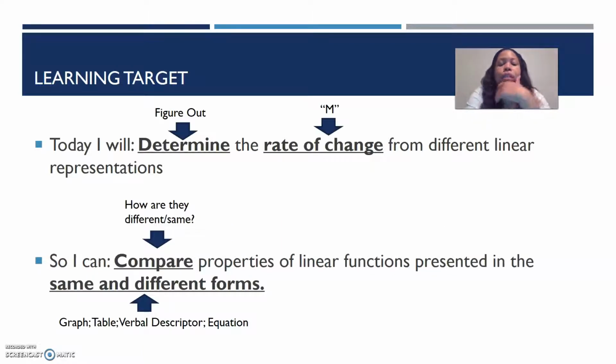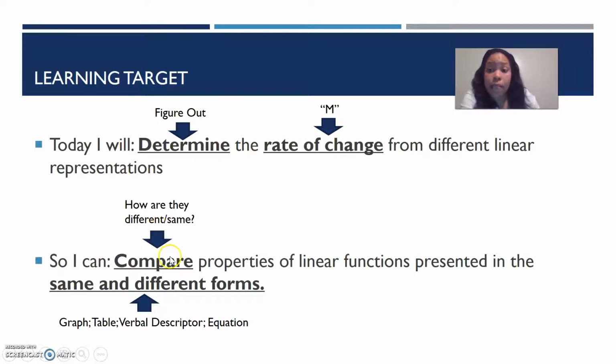So let's pick out some key words. When it says I'm going to determine, I just want you to figure it out. Can I figure out the rate of change? Remember, your rate of change is your m. So can I figure out the m from different representations? Then I want to be able to compare.